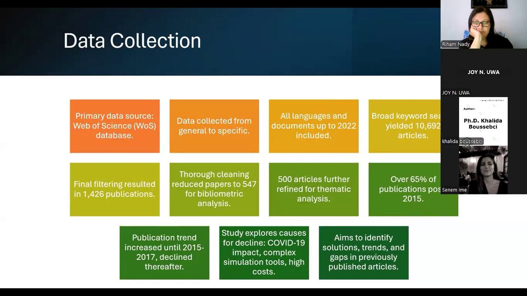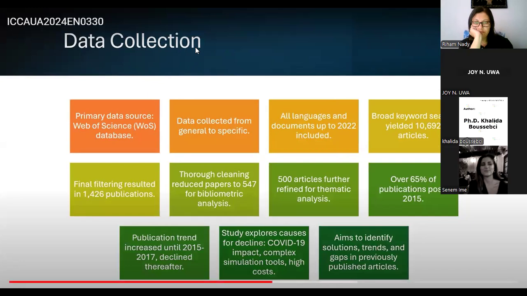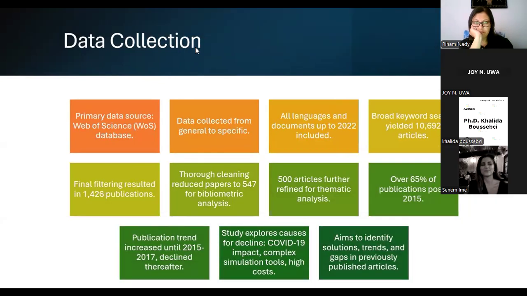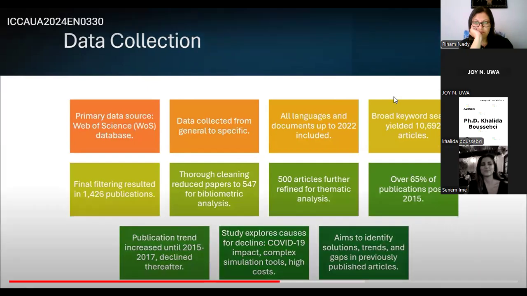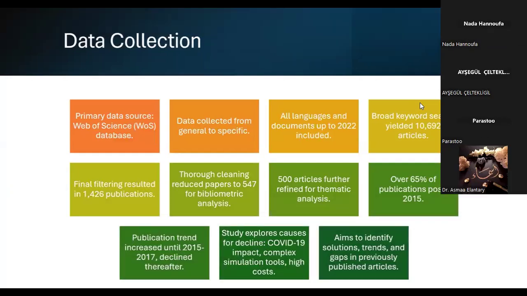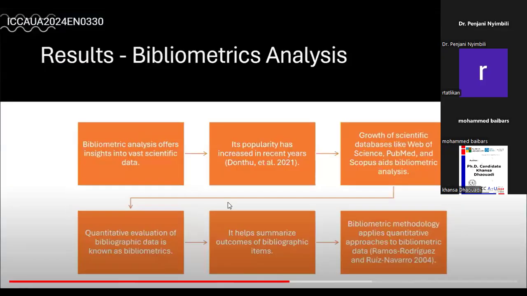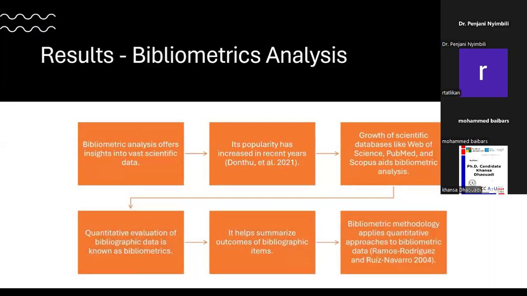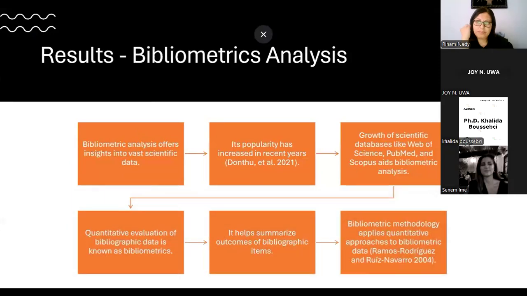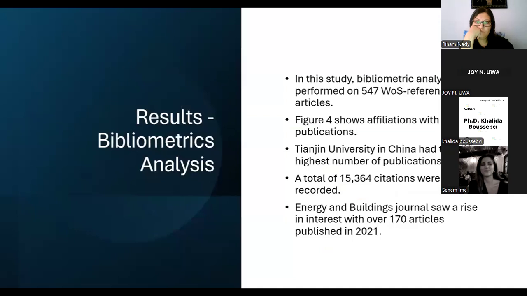And for our primary data, like I said earlier, we had complete data from Web of Science, and publication trends were there until 2018 or thereabouts, and then there's a sudden decline. So the aim is to see solutions, trends, and gaps in previously published articles. So it gives us a guide into where we would want to dive into for further studies. This particular exercise, the bibliometric part of it, helps us have a summary of where the research can go.